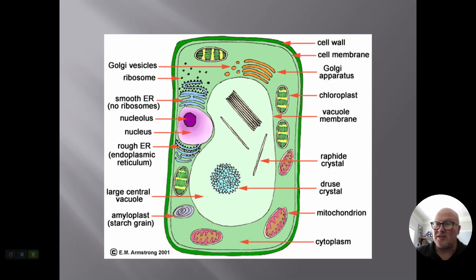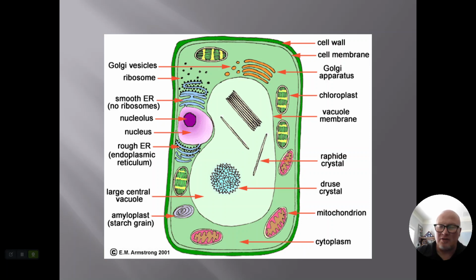Here's a typical plant cell. As you can see, most of the same organelles are here, but we also have a large central vacuole. A vacuole is a storage area inside a cell. And in a plant cell, that large central vacuole is primarily responsible for maintaining the water pressure inside the cell. Plant cells also have a couple of other things that animal cells do not have. A cell wall. Animal cells do not have a cell wall. The cell wall of a plant cell is made of cellulose, which is a complex carbohydrate.